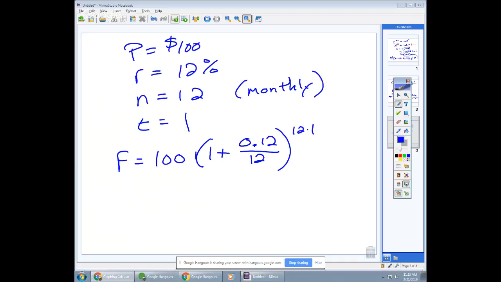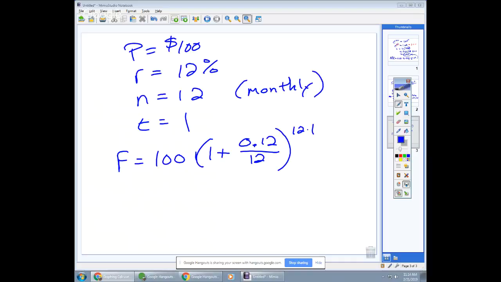If I only collected interest at the end of the year, how much interest would I get? What's 12% of 100? $12. Yeah, I would only get $12. So am I better off getting it monthly than just once at the end of the year? Yeah, I'm 68 cents better. If I made a bigger investment, like $1 million, it would be more than 68 cents, right?